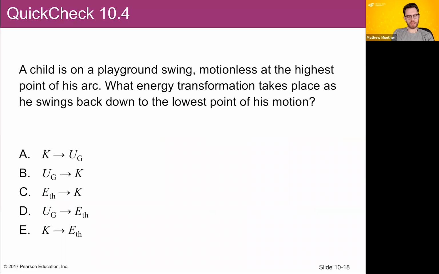What about this one? If I have a child that's swinging on a playground swing, we know that as they swing back and forth, they're momentarily motionless at the highest point of their arc. What is the energy transformation that's taking place as they swing back and forth down to their lowest point of motion?